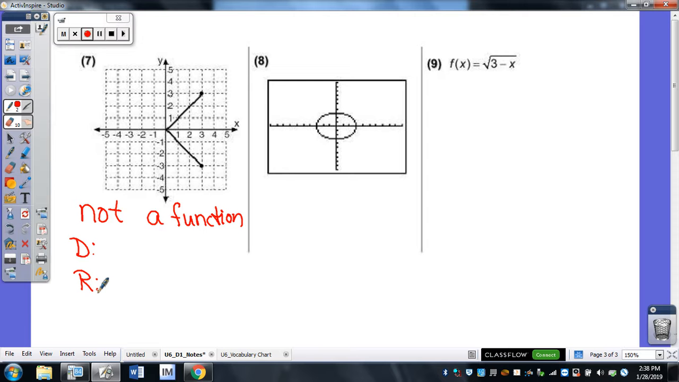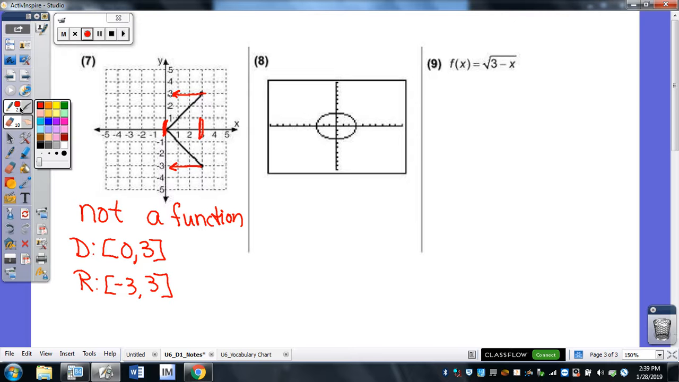All right, so this one, our domain, it goes from 0 to 3. I like to use interval notation for these ones. You could do set builder. And then what's our lowest range value? -3, and it goes to +3. -3 to 3.